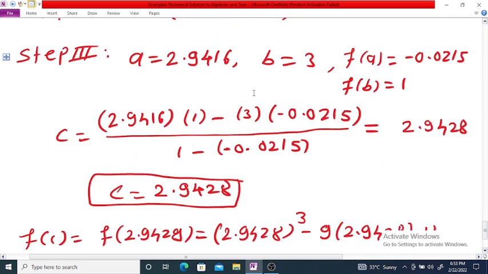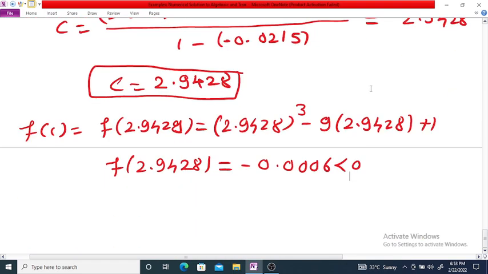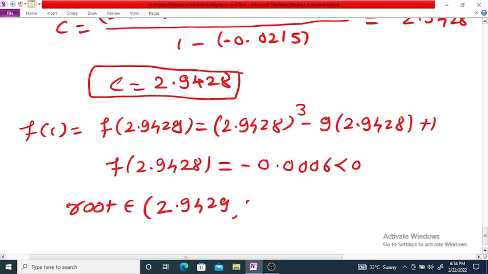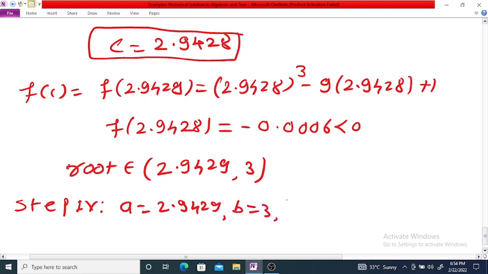So now f of a is less than 0 but f of b is greater than 0. So again, for the next iteration, our root lies in the interval 2.9428 and 3. Now if we take one more iteration, see step number 4 here, with a equal to 2.9429, b equal to 3, f of a equal to minus 0.0006, and f of b equal to 1.